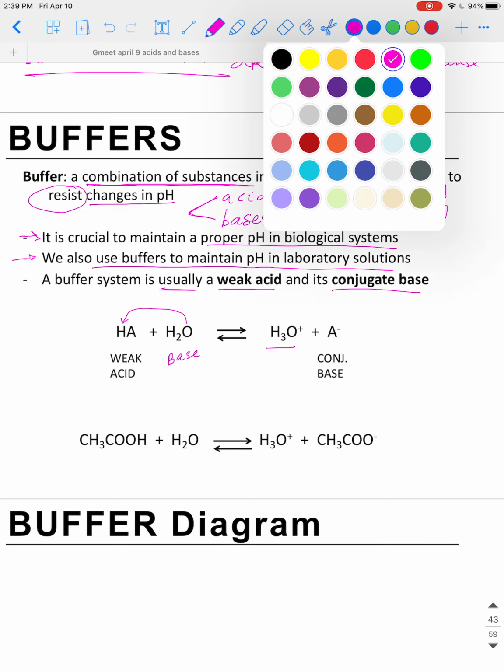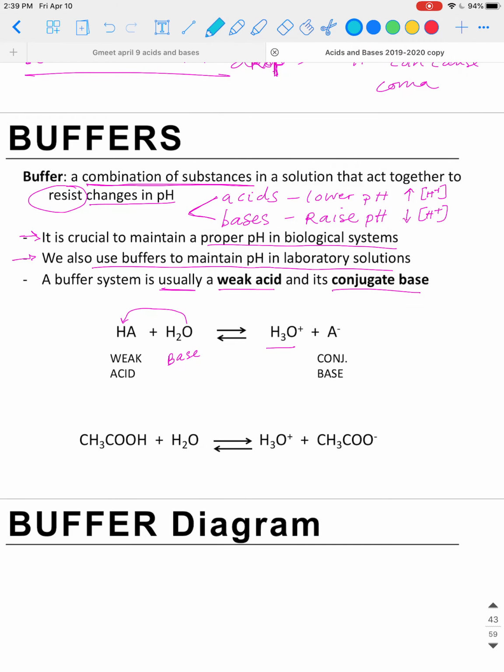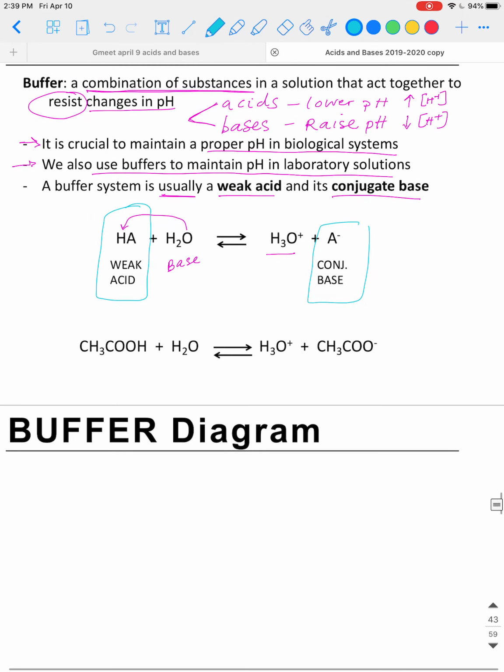The two components that are important here, we'll circle them in blue, are the conjugate base and the weak acid. These are the two components that are important to have in your buffer. Here's a very real example. We have acetic acid.